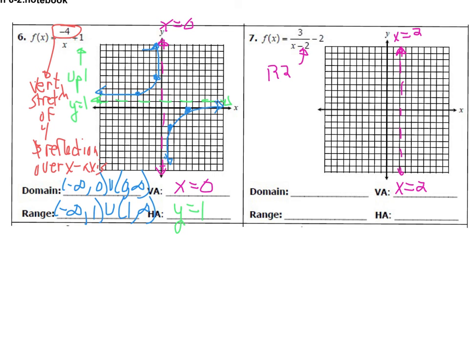Okay, then outside the function, right here, that is going to be down 2. So that creates our horizontal asymptote to be moved down 2.